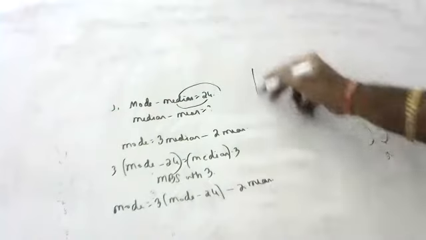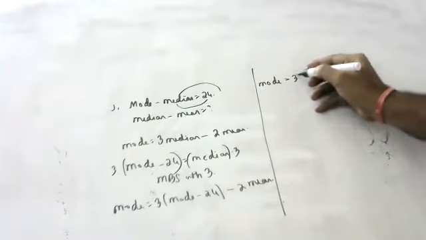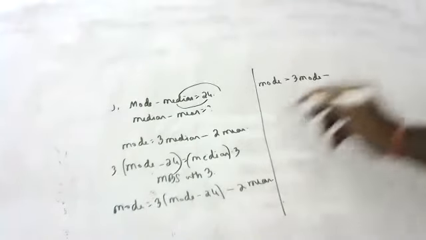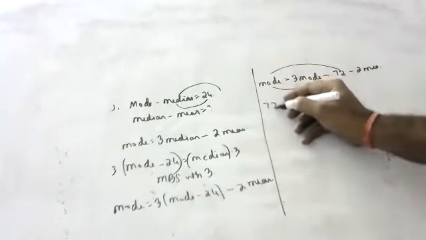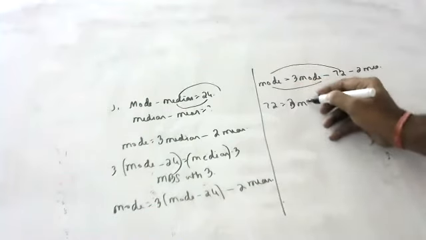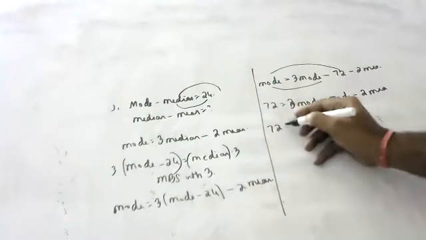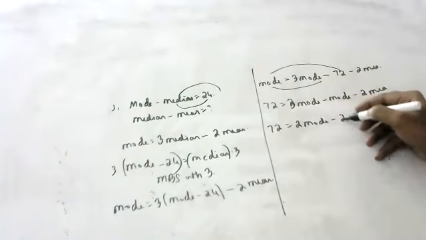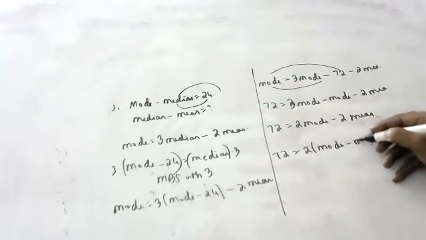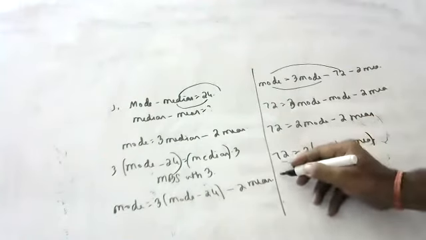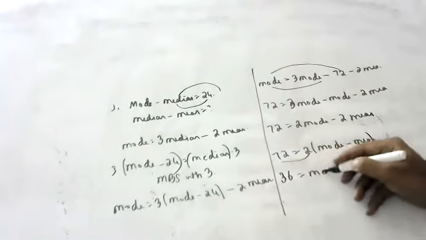You are able to understand what I'm doing? So mode is equal to 3 mode minus 3 fours are 12, 72, minus 2 mean. 72 bring here, mode you bring here. 72 is equal to 3 mode minus mode, minus 2 mean. So 72 is equal to 2 mode minus 2 mean. Take 2 common: 72 is equal to 2 times (mode minus mean). So 36 is equal to mode minus mean.